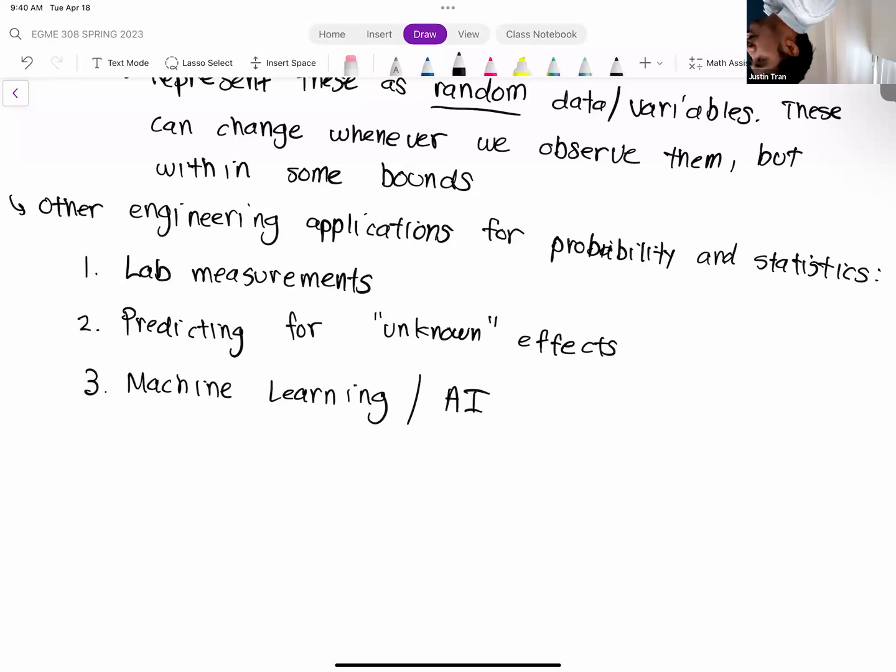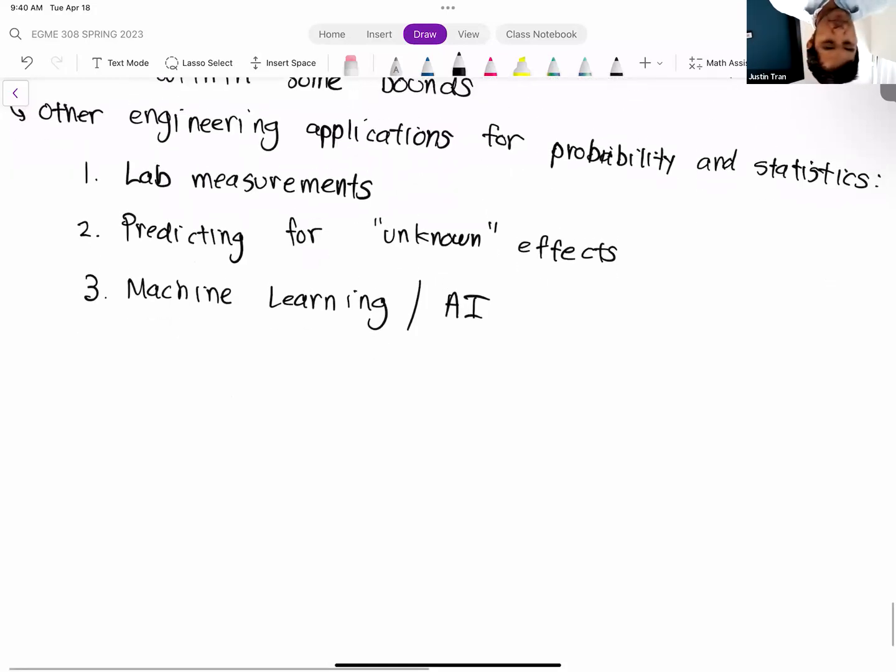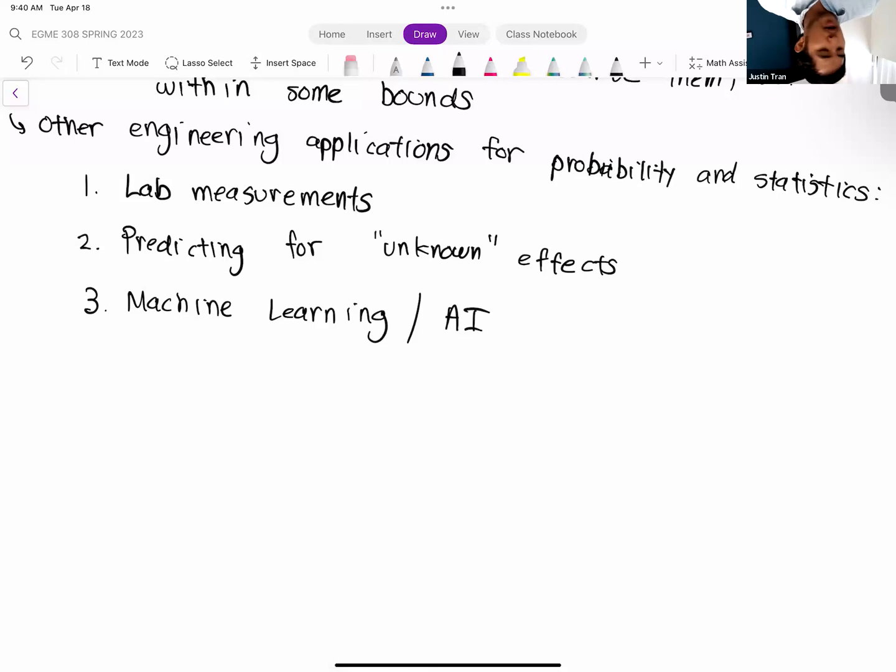Yeah, and so if you read the theory in machine learning and AI, there's uncertainty baked directly into it. Okay, all right, and so those are the applications.